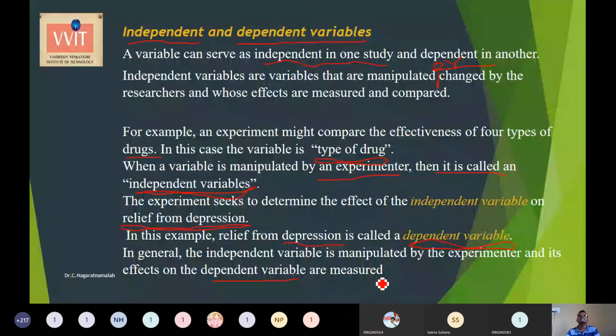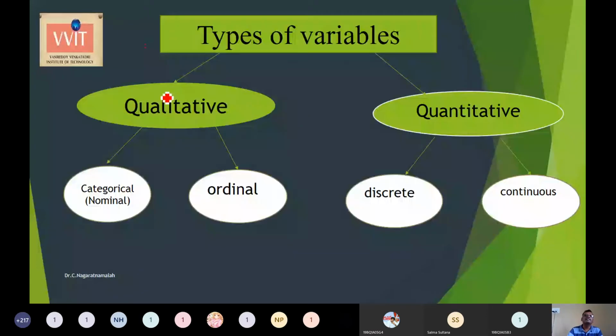Now, these are the general types of variables. One is qualitative variable and another is quantitative variable. Here, qualitative refers to the quality of the variable, and quantitative variable defines the quantity of the variable. That means it is a measurable variable. Qualitative is the non-measurable characteristic, and quantitative is the measurable characteristic. That is very, very important.